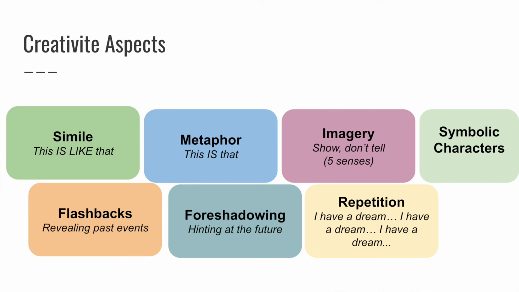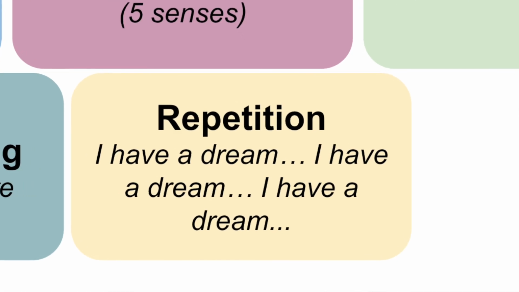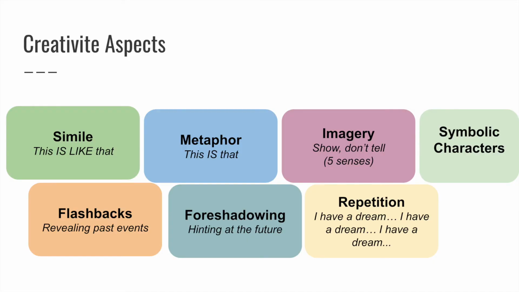You can use repetition to emphasize certain points that you want to make. A really common example is "I have a dream." When you repeat that phrase, you're able to articulate those few points that you really want to emphasize. Lastly, symbolic characters. The characters in your story can symbolize a larger idea about the society or a certain message that you're trying to portray in your story.